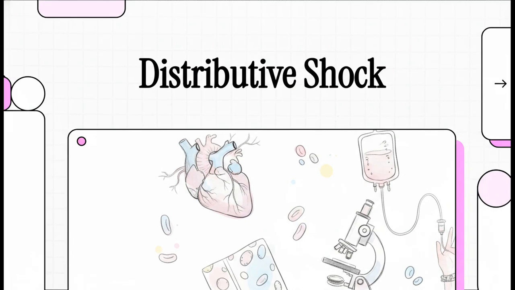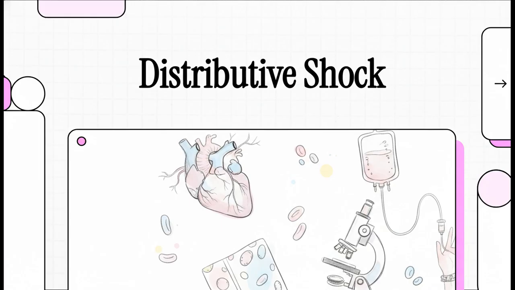All right, let's talk about shock. It's a huge topic for the NCLEX, right? But what about that one tricky type of shock where your patient can actually be warm, even flushed, but is secretly circling the drain? Yep, today we are diving deep into distributive shock.